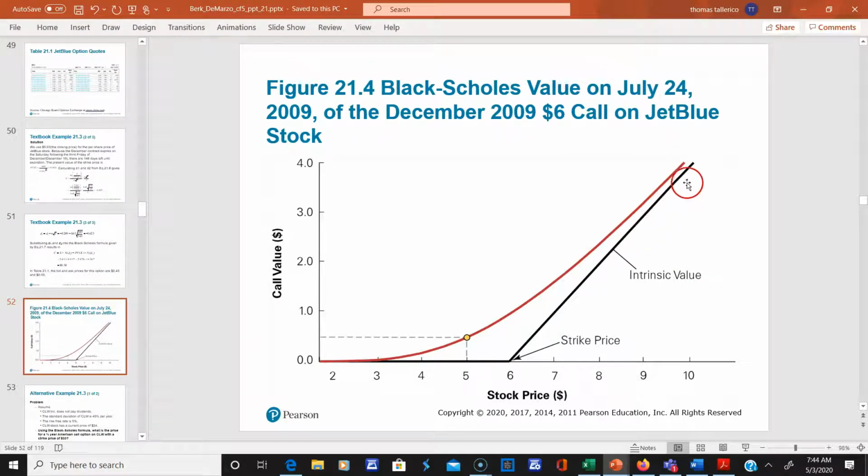And again, remember what we said. There's an intrinsic value, which is the blue line, which is just the stock price moving here and giving you intrinsic value. And you'll notice that the Black-Scholes curve, the red curve here, is a little higher because what does the red curve have that the intrinsic value curve doesn't have? And that's the time value of the option.